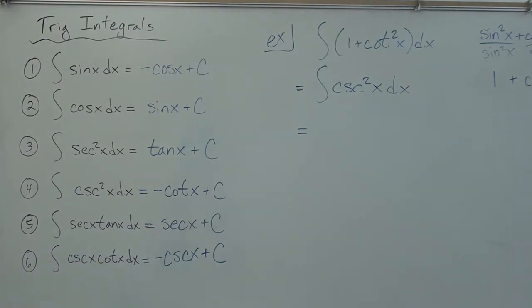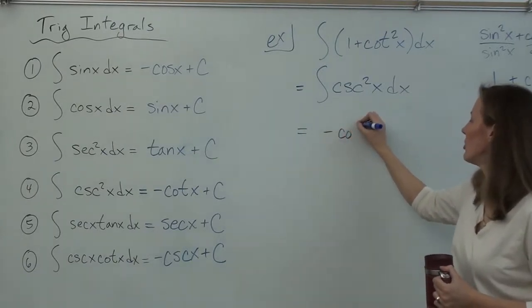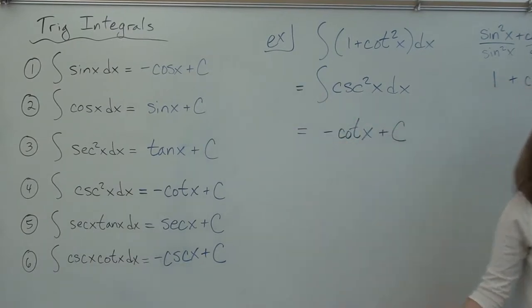So what is the answer? What function has a derivative of cosecant squared? You would take the integral of cosecant squared, and I would get negative cotangent x plus c. Make sure you know those, because they will show up tomorrow on your quiz.